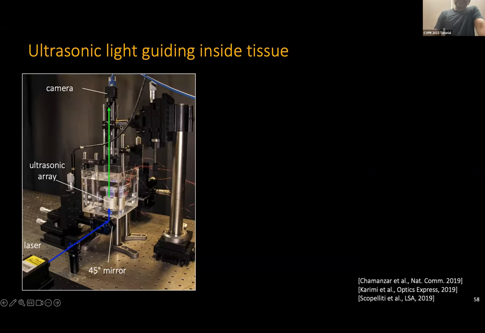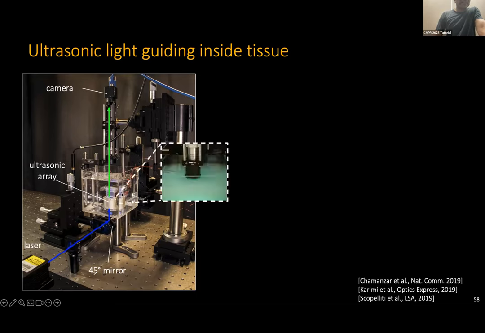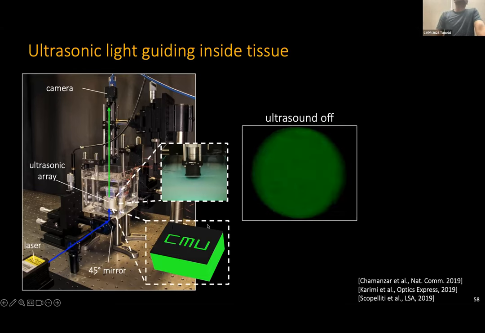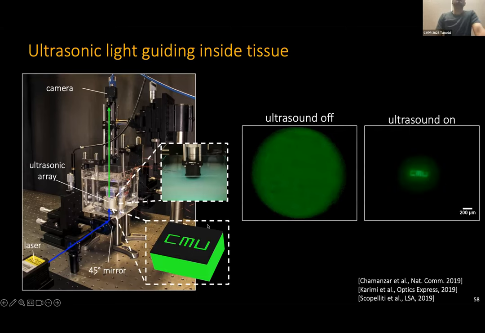Here I'm showing the typical setup for guiding light through a scattering medium. In our lab, we have an ultrasonic transducer here. When we have a scattering medium we won't be able to see the transducer, which is why I showed the image when the medium was water. And we have a fluorescent target that looks like a CMU here. When we send light with ultrasound off, the light gets scattered, and this is how the scattered beam looks. When I turn on the ultrasound, the medium gets converted into a lens, and we see the CMU target on the camera. Does it make sense?